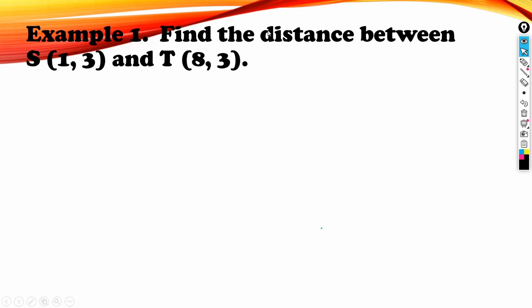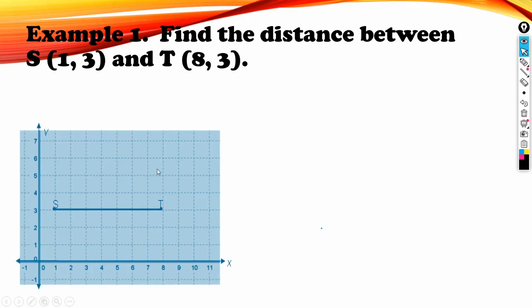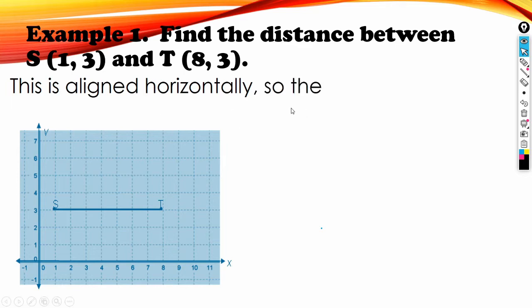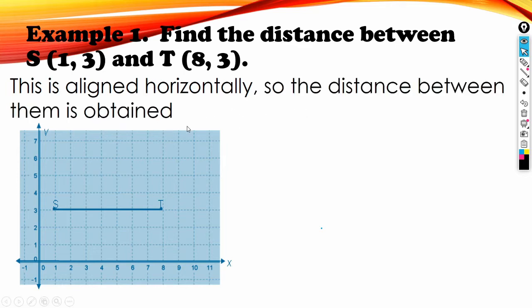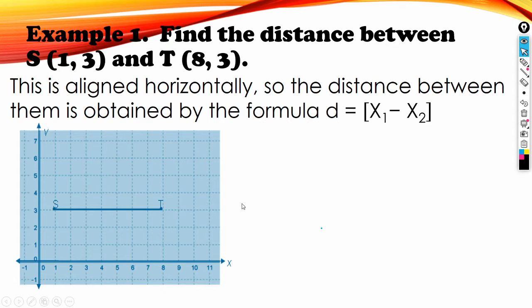So let's have example number 1. Find the distance between S with coordinates 1, 3 and T with coordinates 8, 3. So as you can see, this is aligned horizontally. So the distance between them is obtained by the formula d is equal to the absolute value of x sub 1 minus x sub 2. So our x sub 1 is 1 and our x sub 2 is 8. Hindi natin gagamitin yung 3.